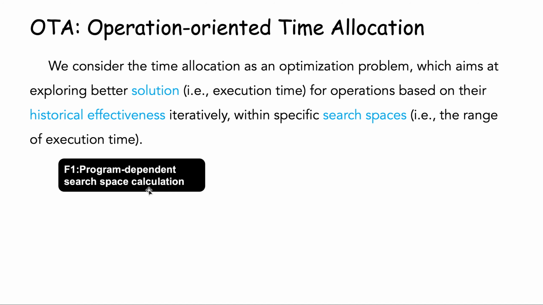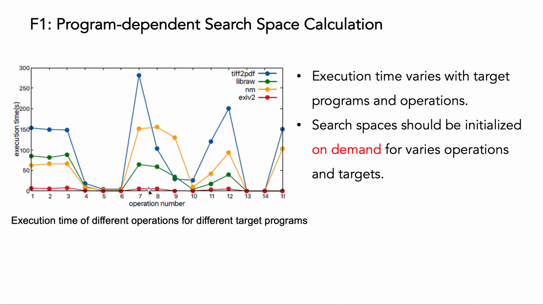Because of the randomness of fuzzing and the diversity of target programs, this optimization has three features. The first one is program-dependent search space calculation. Let us see this figure. This figure shows the execution time of different operations when fuzzing different programs, where each operation number represents an operation. We can see that execution time varies with target programs and operations. Therefore, search space should be initialized on demand for various operations and targets.